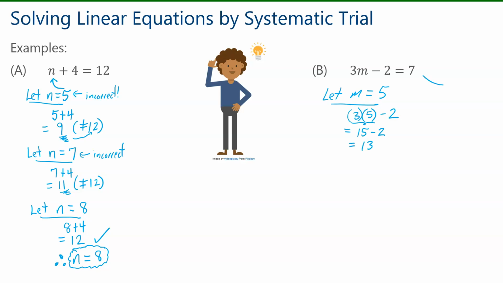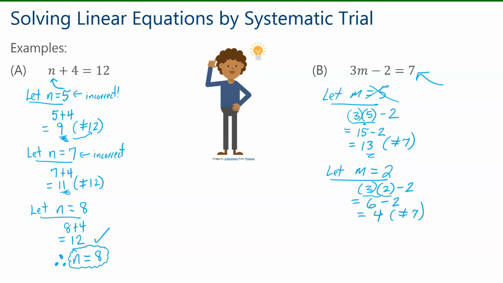Well, what is it that I'm supposed to get? Well, it's supposed to equal 7. 13 does not equal 7. m equals 5 is not my solution. 13 is bigger than what I need, so this time I'm going to choose a value that's less than 5. So what if I pick 2? Okay, let m equal 2. 3 times, in place of the m I put 2, subtract 2. Order of operations, 3 times 2 is 6. 6 subtract 2 is 4.